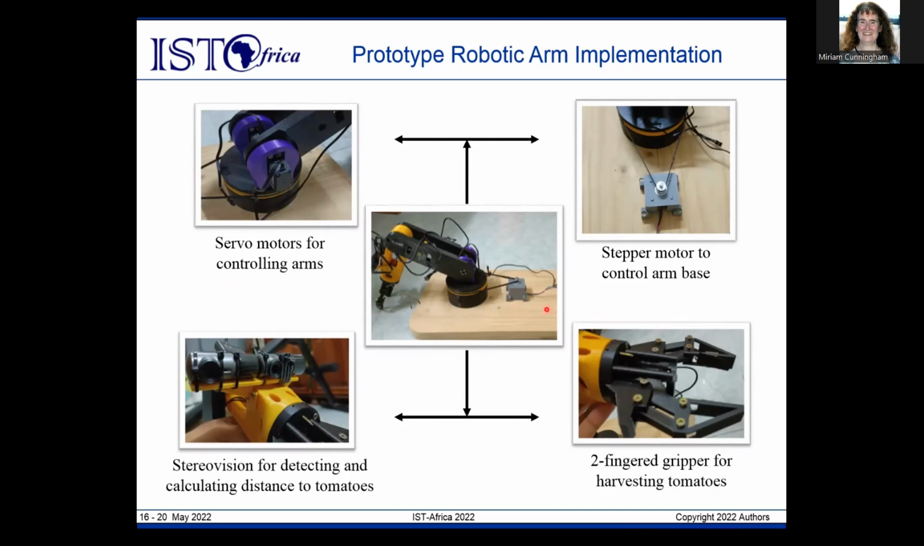The base of the robotic arm was controlled using stepper motors. For the stereo vision system, simple webcams were used as a proof of concept. Not top-of-the-line systems were employed here. For grabbing and plucking the tomatoes, a two-fingered gripper was actually used in this scenario.